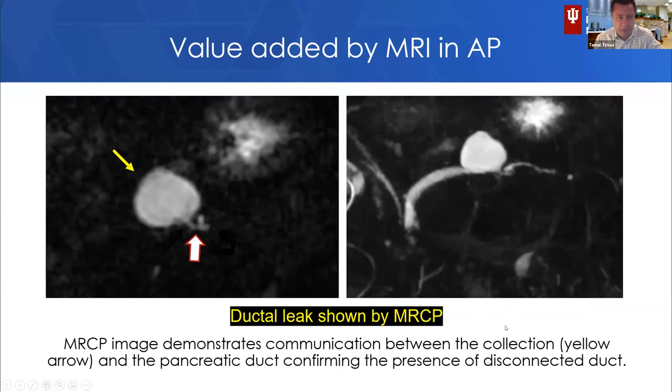Another value added by MRI in cases of acute pancreatitis, you can see the communication of this fluid collection with the pancreatic duct here. So you can better depict the fluid collections and also the pancreatic duct and the communication between the two. Same is true for the pancreatic cystic neoplasms as well.